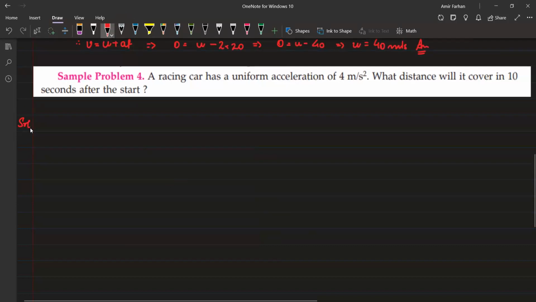So let's understand this question and do the solution of this question. The question is saying, everyone, that a racing car has a uniform acceleration of 4 meter per second. It's always better to start analyzing the question and breaking it down into pieces, rather than going with the whole thing in one go. So till this point the question has given the value of acceleration, that is a equals to 4 meter per second square.